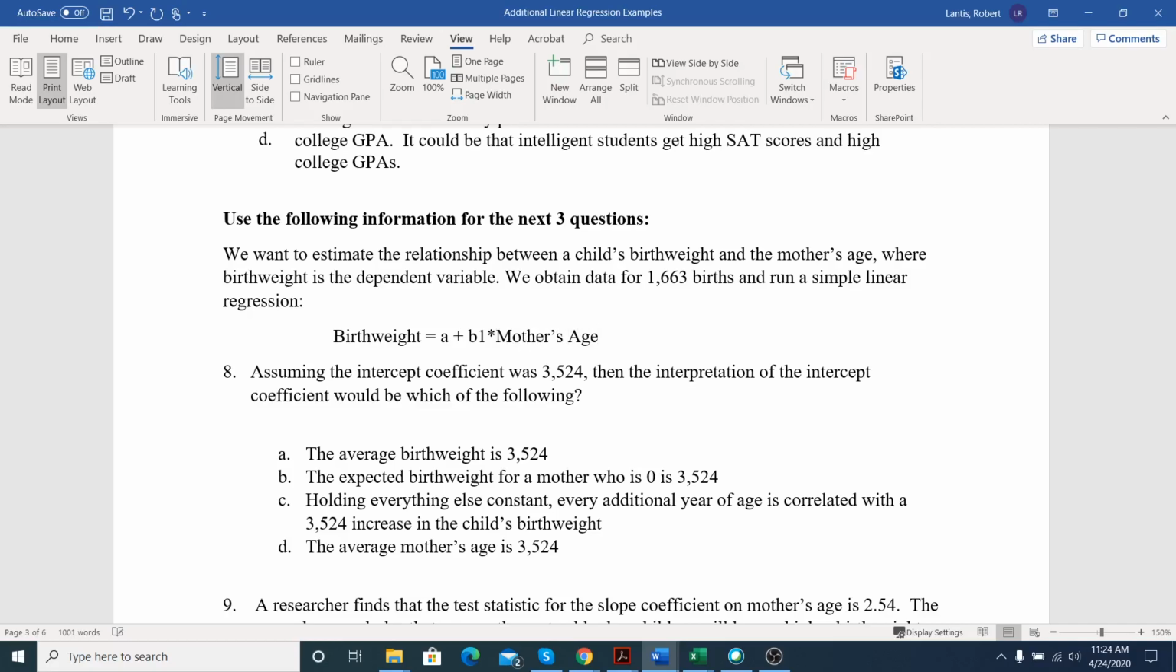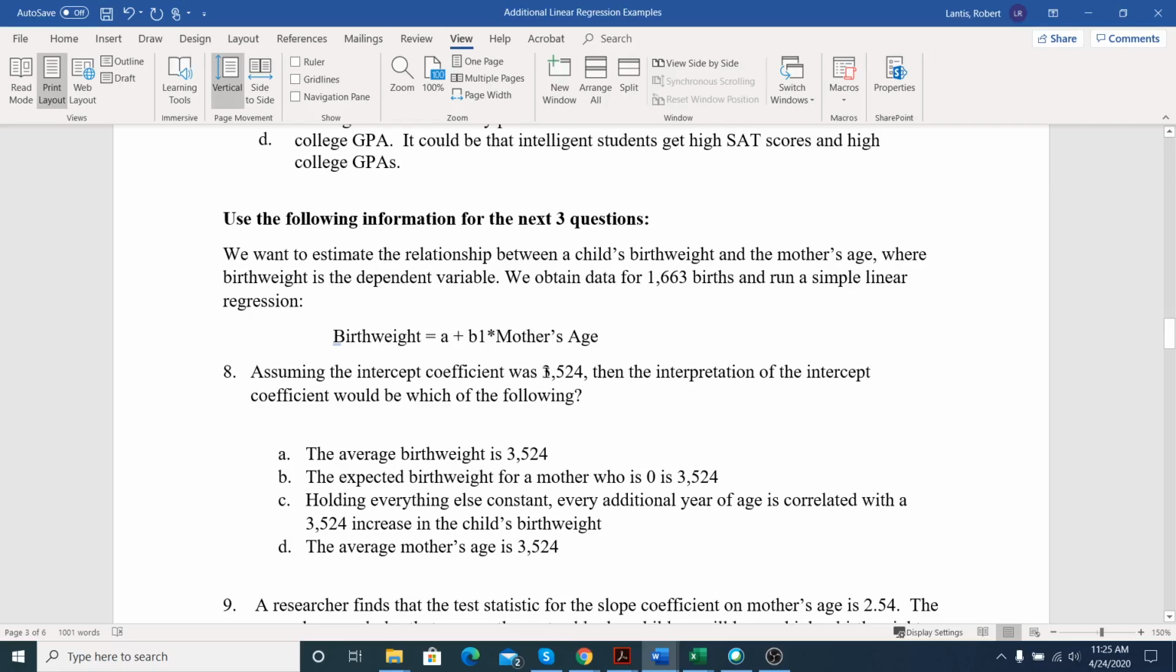But usually if I'm asking you questions like 8 and 9, I will have already presented to you what that regression equation is, right? And if I don't tell it to you, you should be able to figure out what it is: the dependent variable is your y, or left-hand side variable, and your independent variable is on your right.